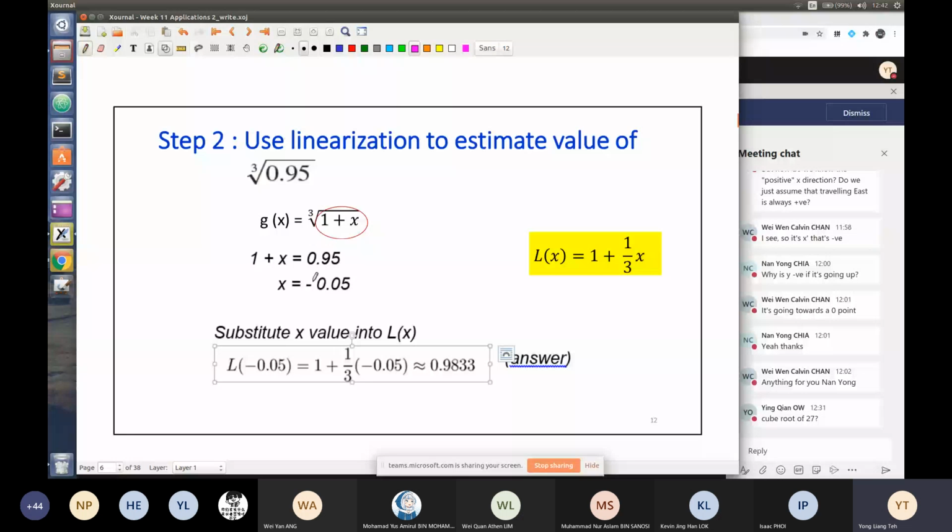Because we are trying to get this cube root of 0.95, and that happens to be 1 plus x. So 1 plus x equals 0.95. So you get an x value, and then you substitute into your linearized approximation, you get the answer. Okay, so you just repeat the same for 1.1.